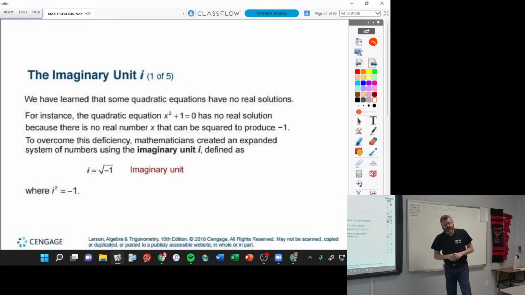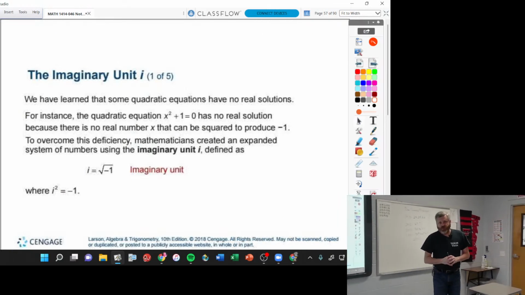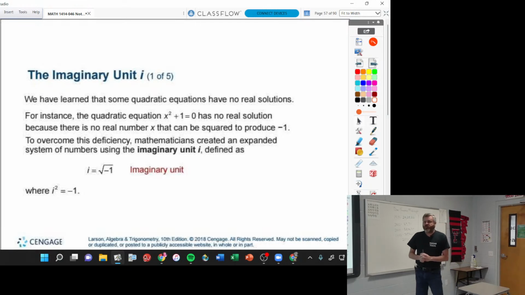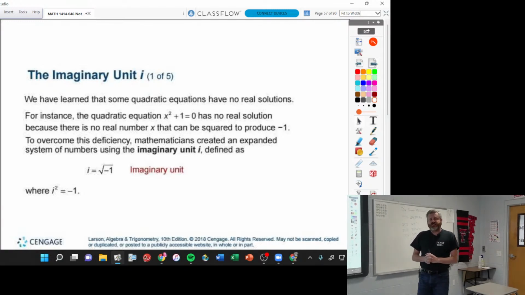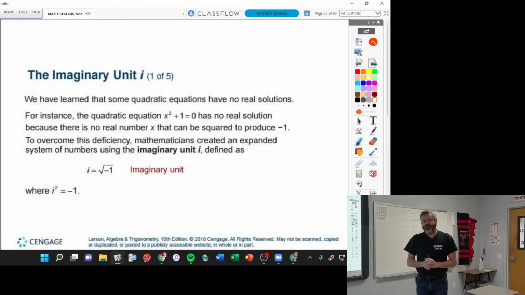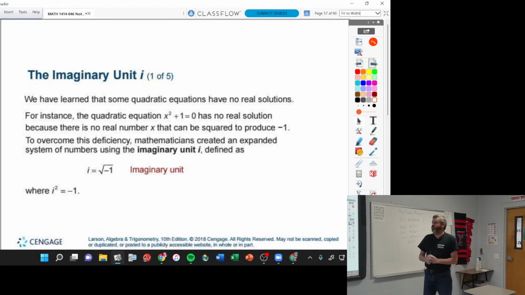So some quadratic equations have no real solutions. If you remember when you're graphing quadratics, if you would graph that parabola and that parabola never touched the x-axis, we would say no real solutions. We would not say no solutions, because that's not true. It has no real solutions, but in fact it does have two complex solutions.